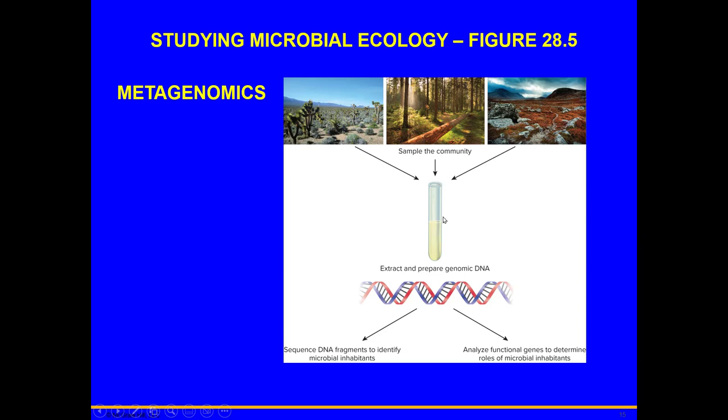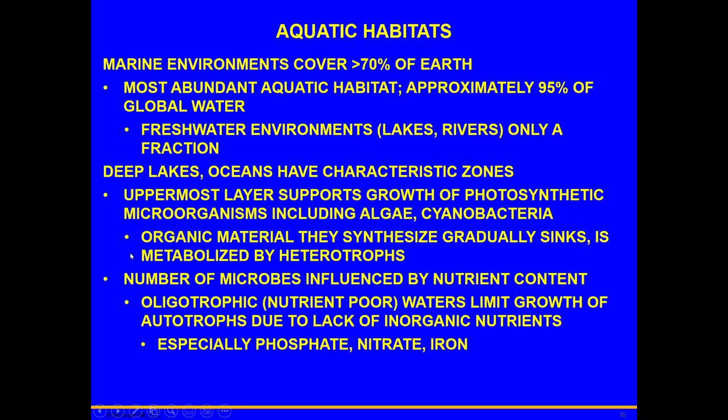Now you notice here, very straightforward: desert, forest, tundra. Okay. So they take a sample in essence of the community. It's in those particular samples, whether it's soil from the desert or soil from the tundra, etc. And then they extract and prepare the genomic DNA. They will sequence the DNA fragments to identify microbial inhabitants. They will also analyze the functional genes. This is where they get to determine the roles of microbial inhabitants. Some of them might be able to thrive in sunlight. Others may not. And that's just one example of many.